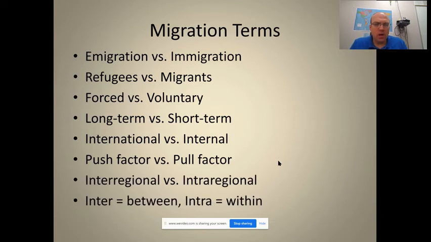On the next one, we have interregional versus intra-regional. And I believe this is the first time we're going to introduce these prefixes. These are prefixes that are going to come up with a few different terms over the course of the year. So you'll want to just commit these to memory. Inter means between two things, and intra means within.